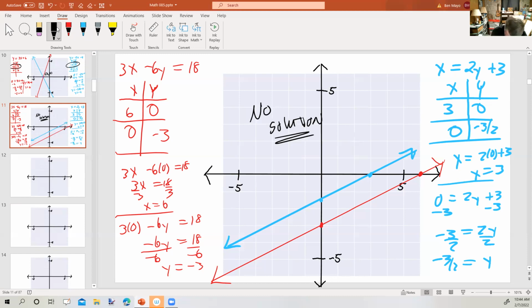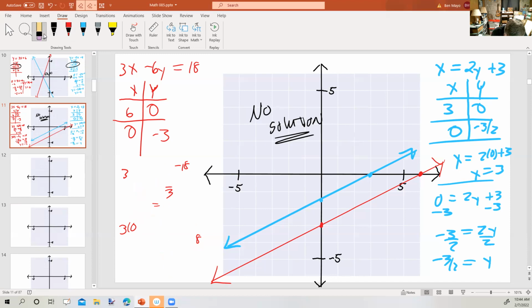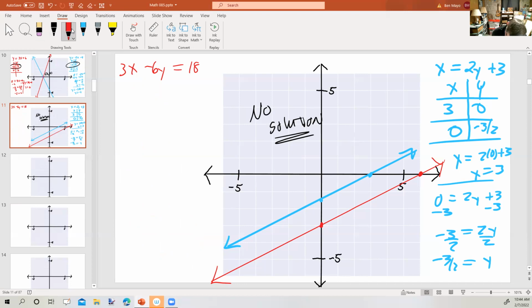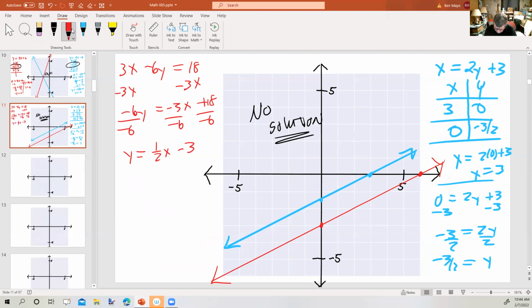Let's do that. So I'm going to take this first equation and put it in slope-intercept form. So I'm going to solve for y. So I'm going to subtract 3x from both sides. I'm going to divide each and every term by -6. Y equals 1/2 x minus 3. So that says the slope is 1/2 and the y-intercept is -3. Well, here's a y-intercept of -3 and a slope of 1/2.